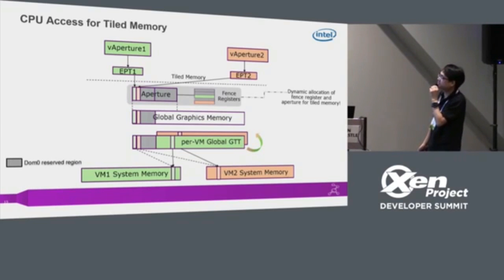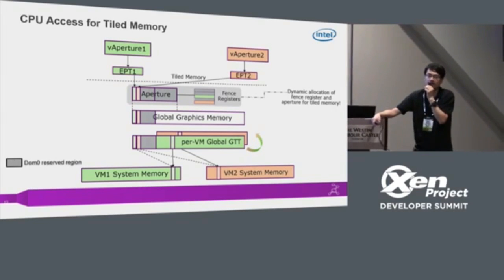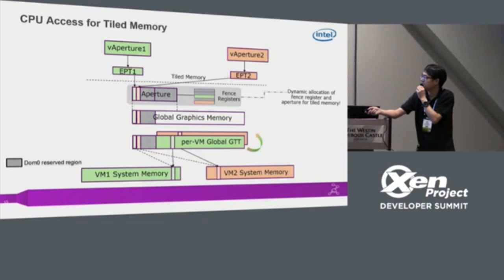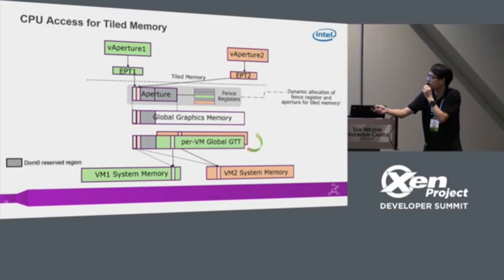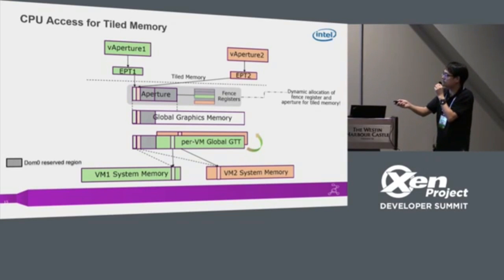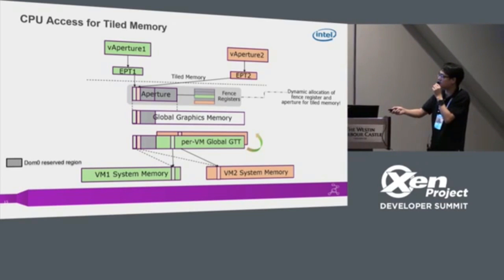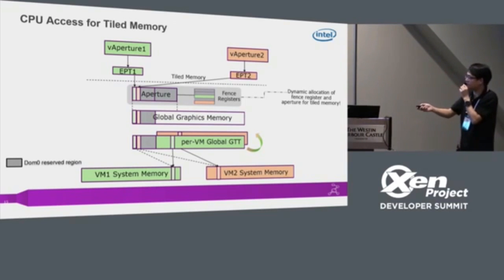Okay, so going to the access for the tiled memories. This is a different path. We need to get help from the GPU side. So typically the CPU accesses the EPT table to the aperture, and from the GPU hardware we need to get the fence register. This fence register will help to reorder the data for the CPU, and this fence ID will go into the global page tables and find this page table memory here. So it will go into the global page tables again.